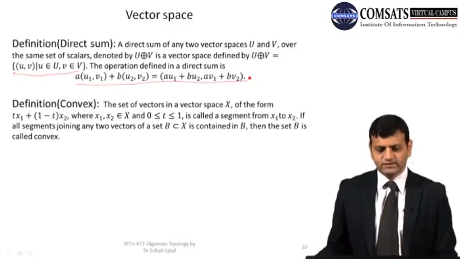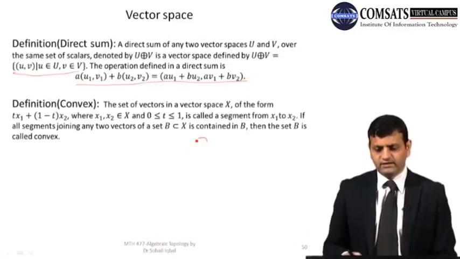So what is a convex set? A set of vectors in a vector space X of the form is called a segment from x1 to x2. If all segments joining any two vectors of a set B of X are contained in B, then the set B is called a convex set.